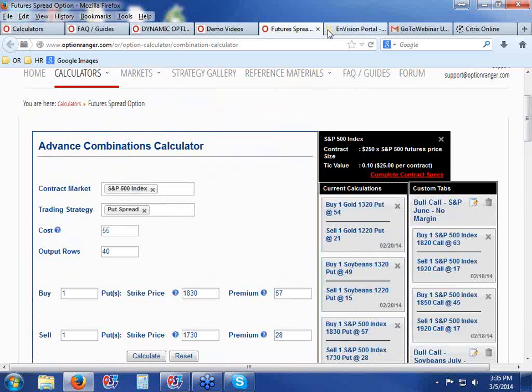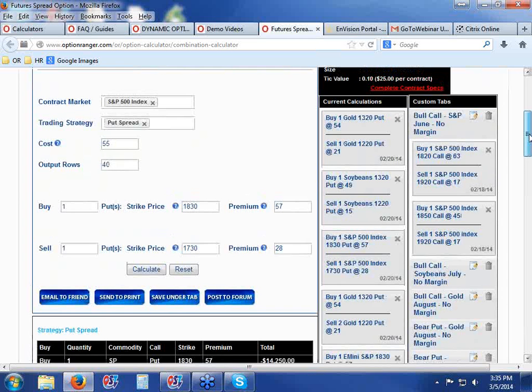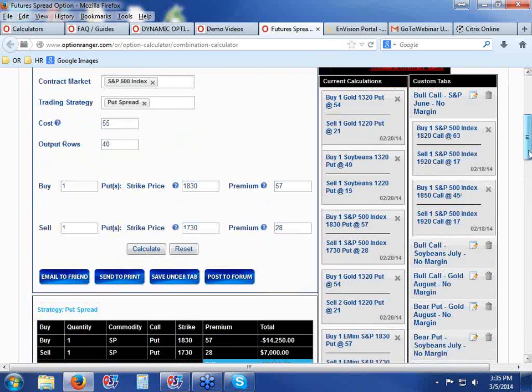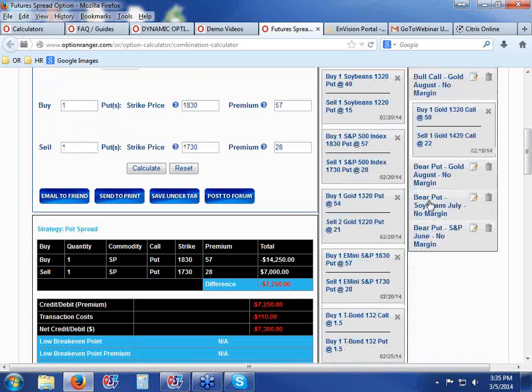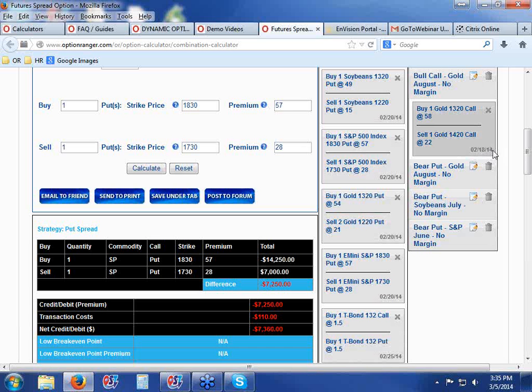We have, interestingly enough, an additional example that's very much along the same lines. We did examples, for example, on the gold market, and again, those were done on different dates. This was on August gold, and again, it was labeled as a no margin trade. This was done when we did a bull call seminar on February 18th of 2014. We demonstrated a bull call trade, purchasing the 1320 call at 58 and selling the 1420 at 22.